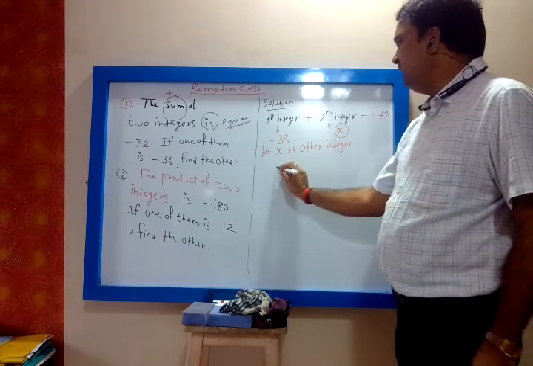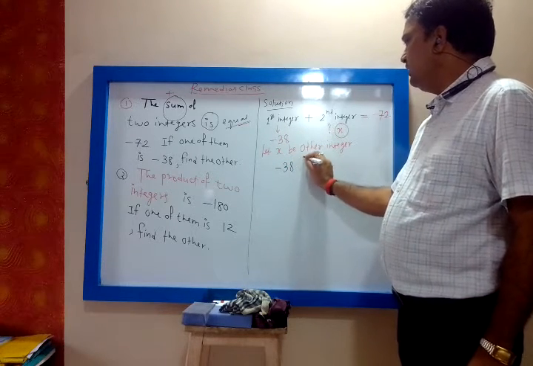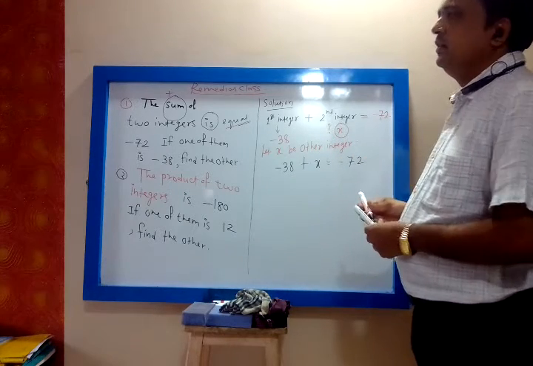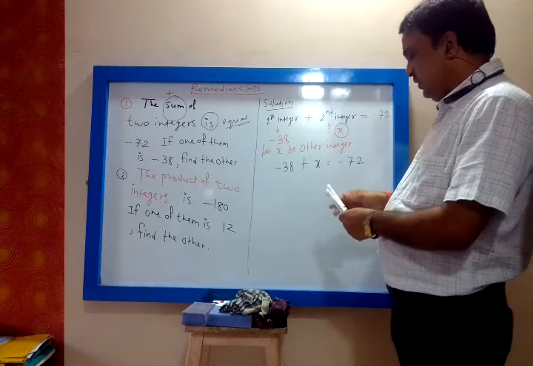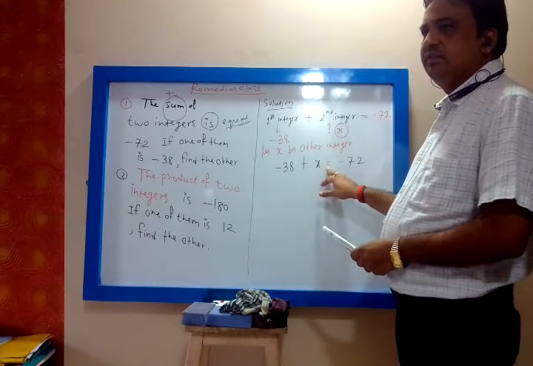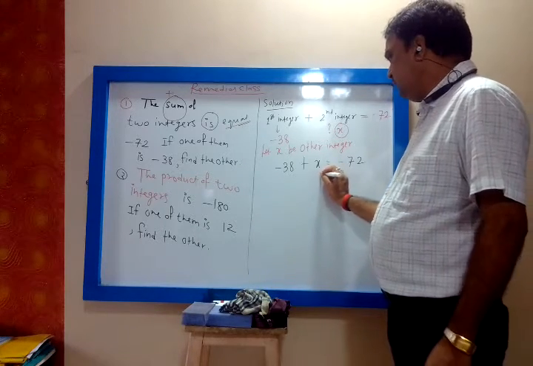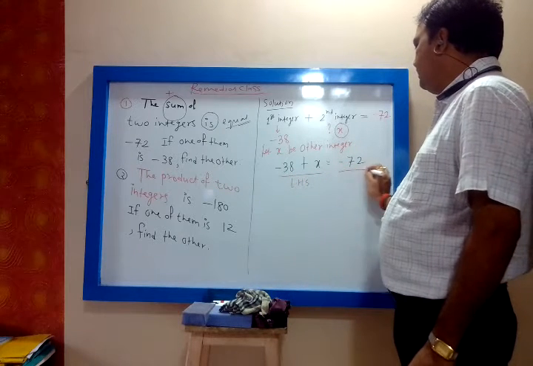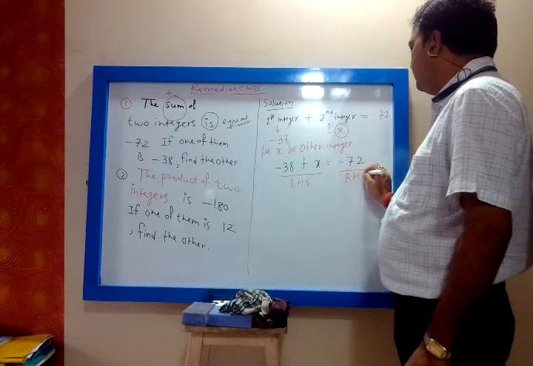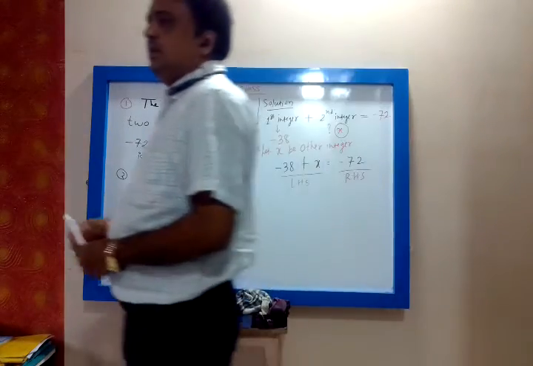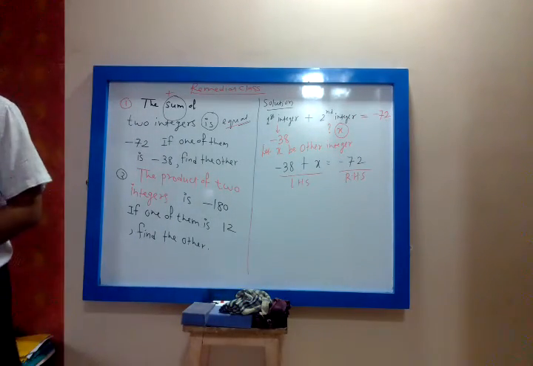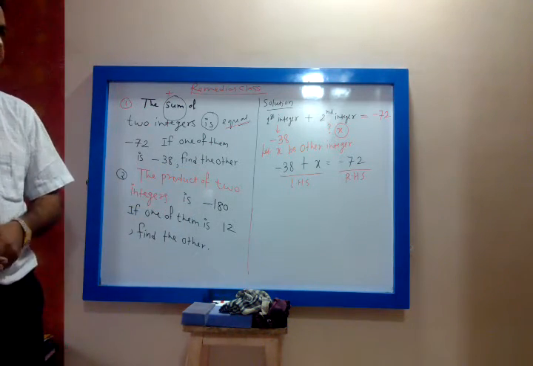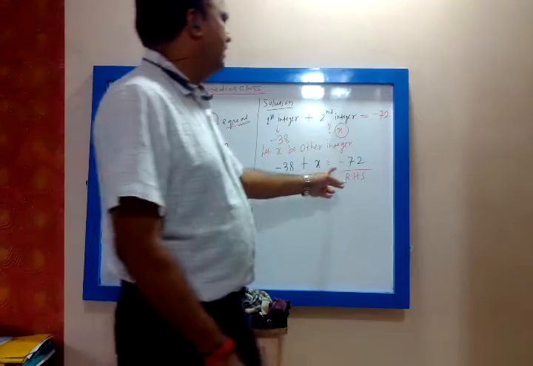So the equation will be minus 38 plus x is equal to minus 72. Now there you can see the equal to sign. Before equal to is my left hand side, LHS. After equal to is my right hand side. So there are two sides. Pay attention, all divisions. Before equal to, my left hand side; after equal to, right hand side.